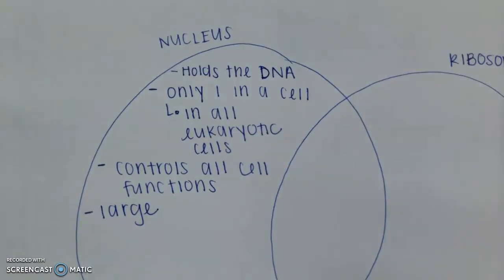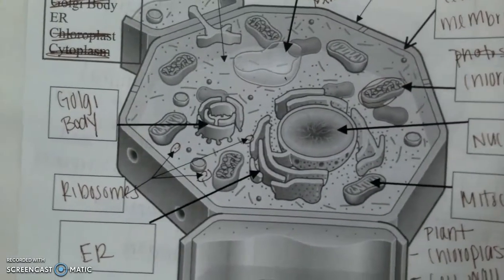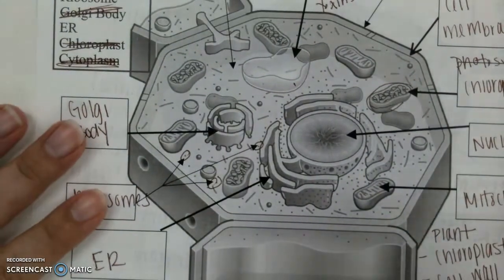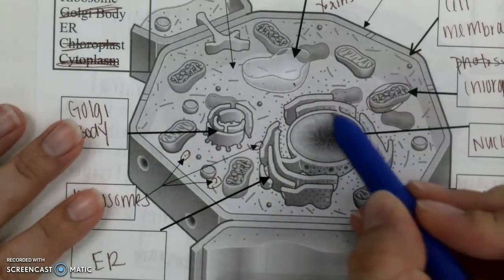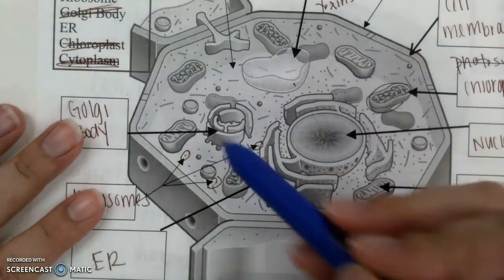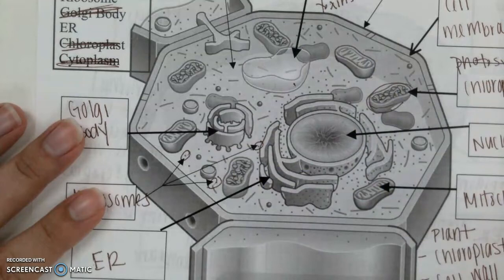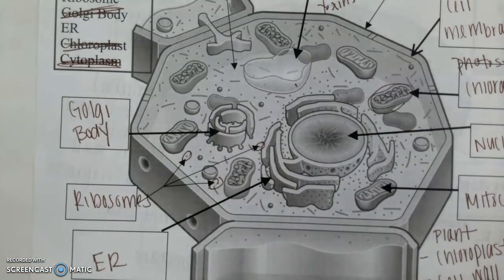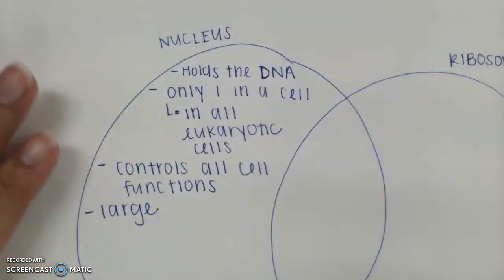So in a picture of a cell, I've got one right here. This is specifically a plant cell. This thing right here is the nucleus. So it's pretty big compared to everything else that's in there. There's only one of it in here, and it's where the DNA is held.